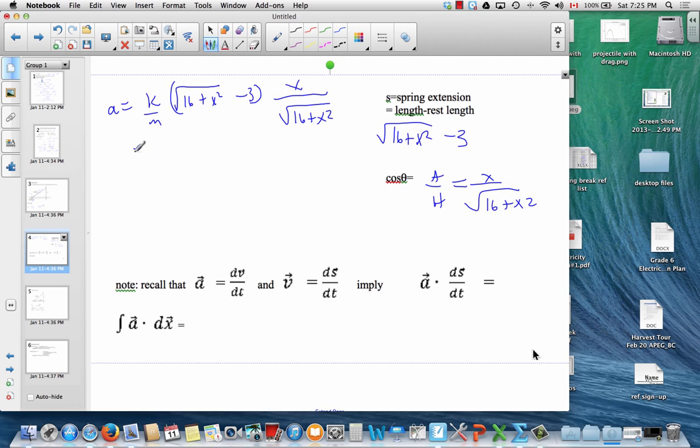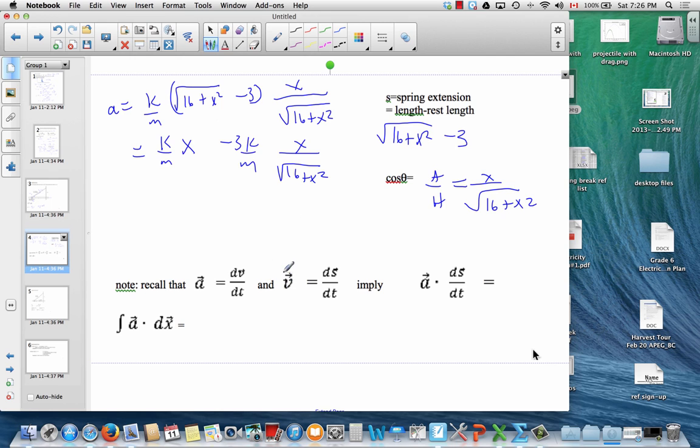If we expand the bracket there, you get k over m times x, because that cancels, and then minus 3 k over m times x over the root of 16 plus x squared. So this is a position-dependent acceleration.